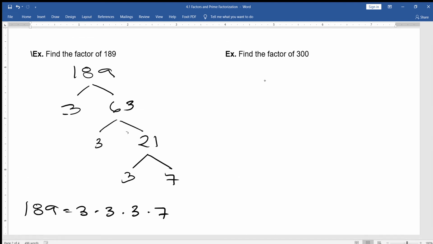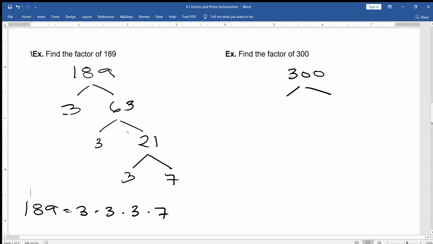How about 300? Again, we want to factor 300, so first of all, we write 300 at the very top. Let's start with the smallest prime number that divides 300, which is 2, and you'll get 2 and 150. Next is 150. Again, we're using the smallest prime number first, which is 2. 150 divided by 2 is 75.